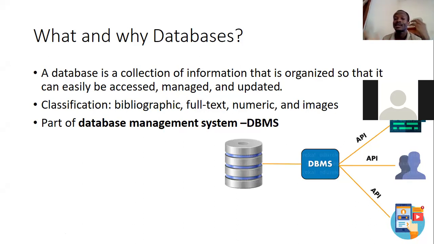What is it and why do we need it? A database is a collection of information. Doesn't sound right, it should be a collection of data. You don't say information collection per se, but let me just say we can forgive ourselves. A database is a collection of data, if you like, that is organized so that it can easily be accessed. So the reason you're organizing the data is that you want to be able to easily access it.